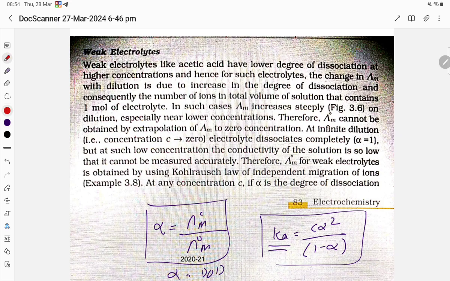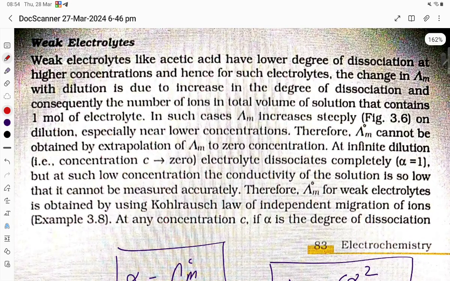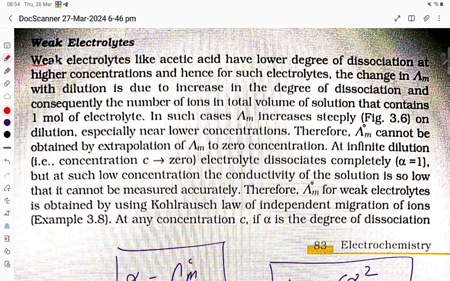Now let's read this one. What is the topic saying? Weak electrolytes like acetic acid. Acetic acid is a weak electrolyte and has a lower degree of dissociation. Lower degree of dissociation means less than 100%, meaning it is ionizing very little in amount, even at higher concentration.